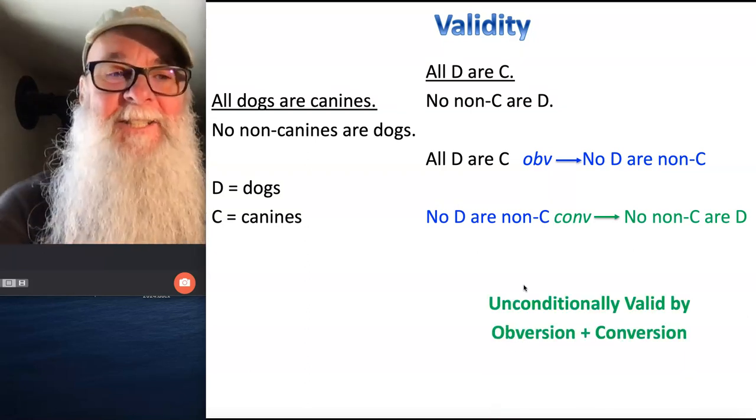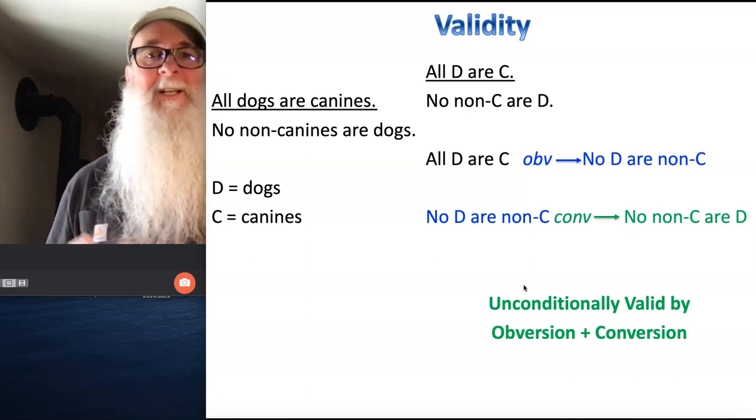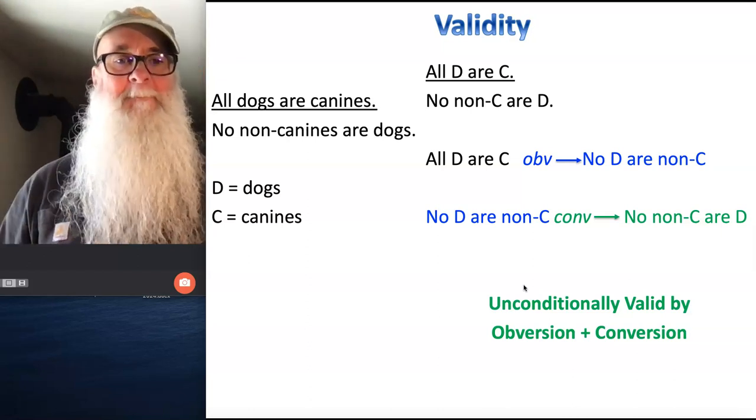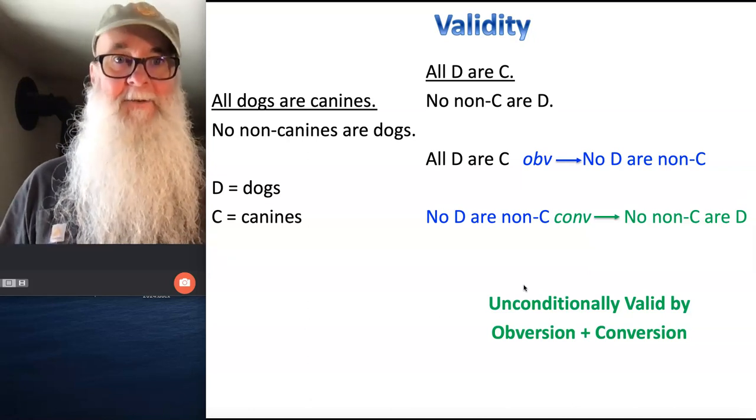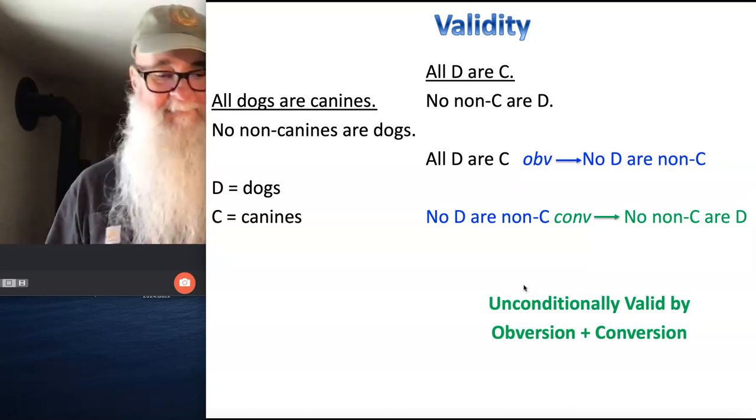And it's unconditionally valid, okay? So this one's unconditionally valid by obversion and conversion in that order, and that means it's valid from both the Boolean and Aristotelian standpoints, all right? Good job.